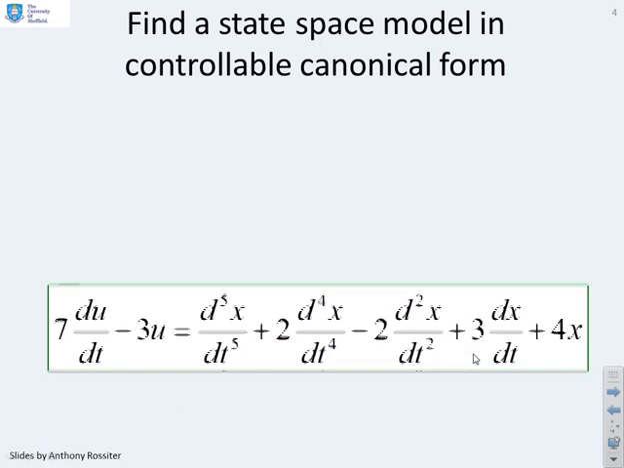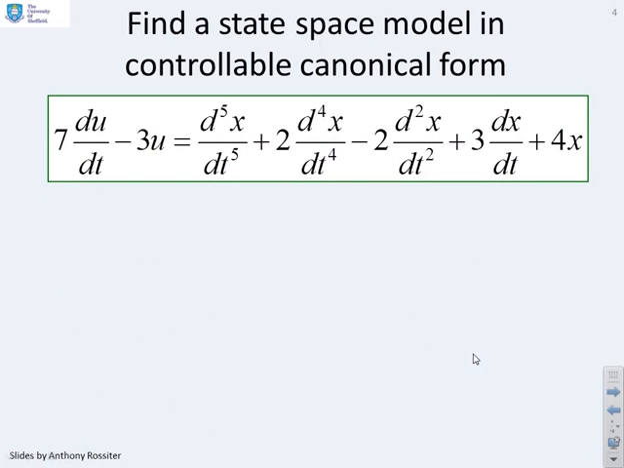First question then. Find a state space model in control canonical form, and here you're given a differential equation. Now you remember the main trick is first to identify a set of states so that you can create a number of first order differential equations.